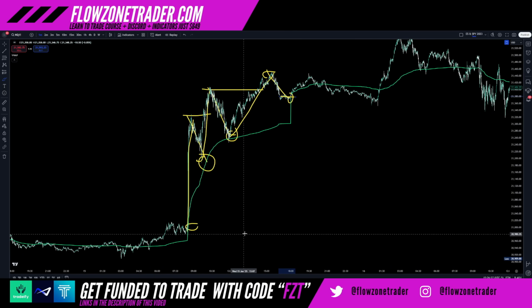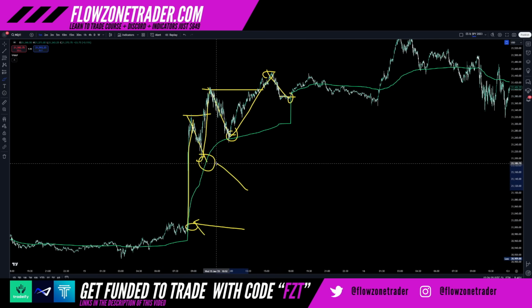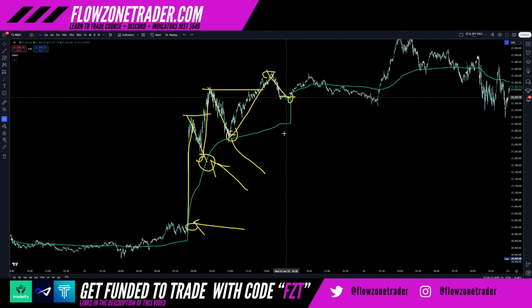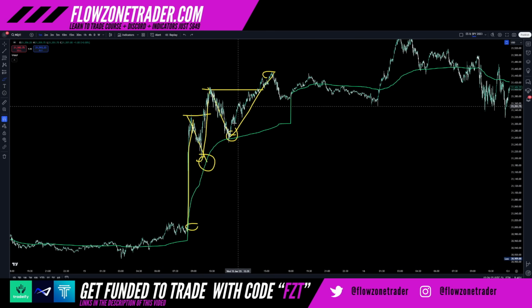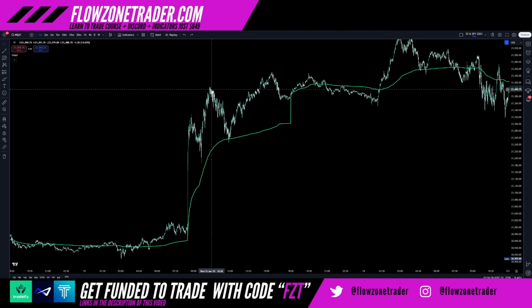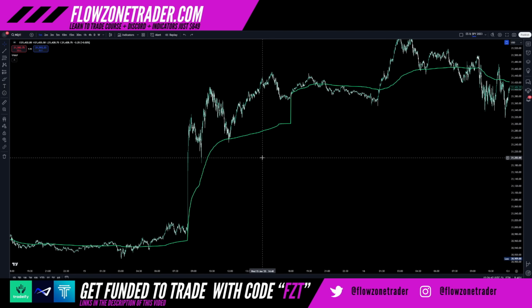So we know, again, bulls average price is here. How do we know it's the bullish average price? Because we are trading above it. So understanding your price position to the VWAP is important.